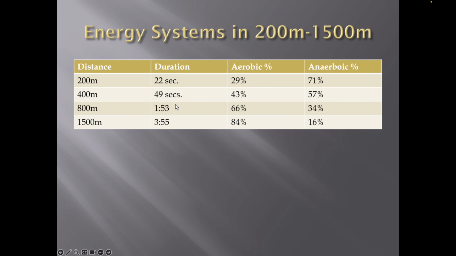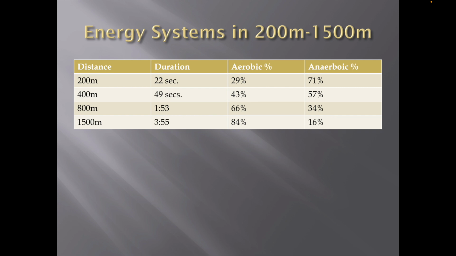Notice though, as the duration increases over longer and longer distances, the aerobic energy system produces more of the energy, and the anaerobic system produces less of the energy. So as the duration increases, if we're trying to work out as fast as we can for that specific duration, the longer the duration goes, the more of the energy the aerobic energy system is going to produce, and the relatively less the anaerobic energy system produces.